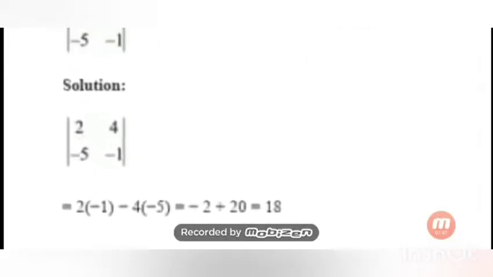Now let us go to exercise 4.1. Let us do the questions of exercise 4.1. This is a simple application of how to get the value of the determinant. The first question: evaluate the determinants in exercises 1 and 2. Your first question is: first row 2, 4, second row minus 5, minus 1. You have to evaluate its value.